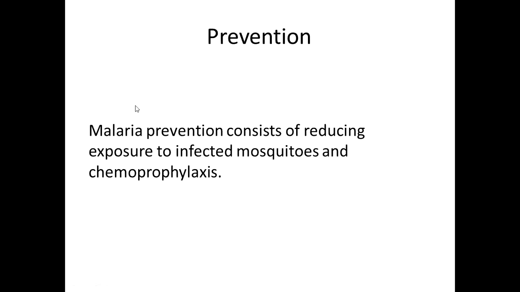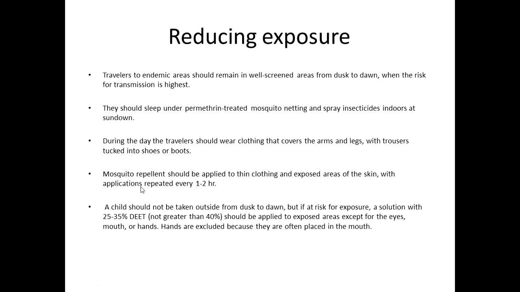How do we prevent malaria? Malaria prevention consists of, number one, reducing exposure to infected mosquitoes, and number two, chemoprophylaxis. How we will reduce the exposure, and how we'll do the chemoprophylaxis, we'll discuss. So, reducing exposure. Travelers to endemic areas should remain in well-screened areas from dusk to dawn, when the risk of transmission is highest.